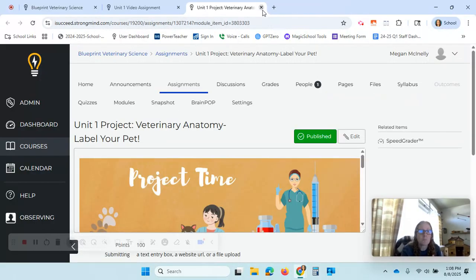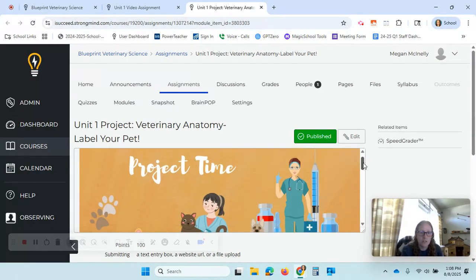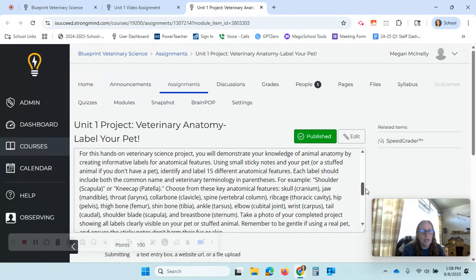Your screen's going to look a little different than mine, but as we go down, you're going to demonstrate your knowledge of animal anatomy by creating informative labels for anatomical features. Some of which I want you to use from those two veterinary terminology pages, which include direction, like cranial, ventral, okay? You can use arrows with your words, but I want you to pick 15 different anatomical features or directional terms for labeling your pet.